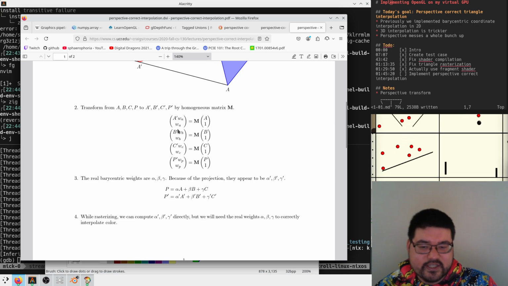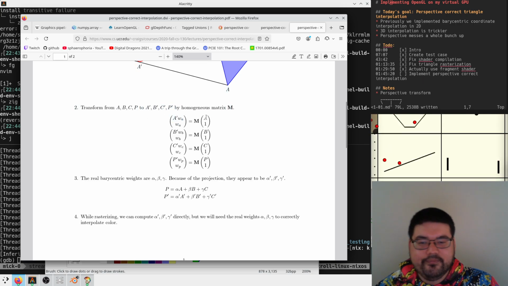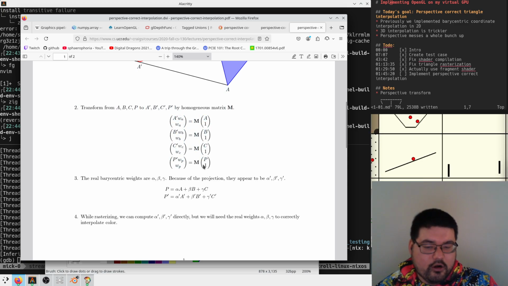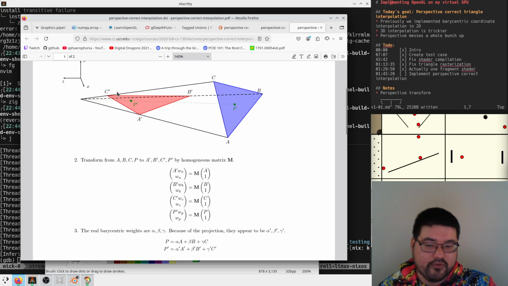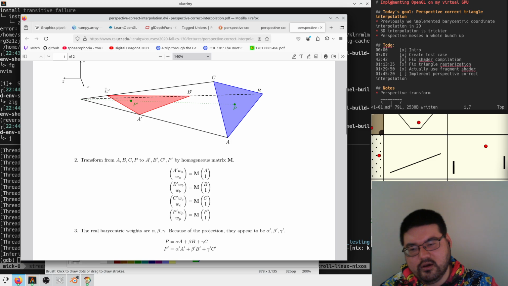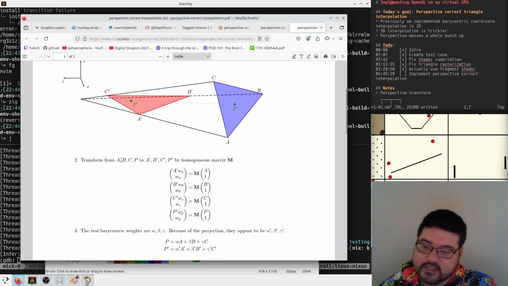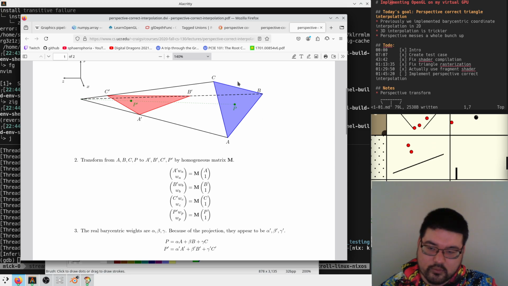They kind of define this thing as, how do I say this? A, B, C, and P here are all 3D vectors, as are the prime versions of these. So on the left you have your warped triangle, this is the 2D projected one on the left, and this is the correct one on the right.